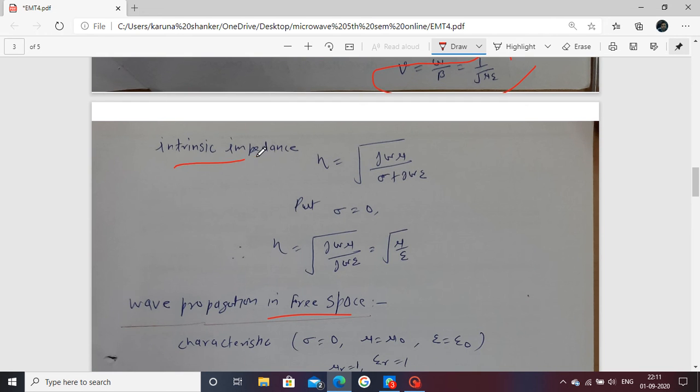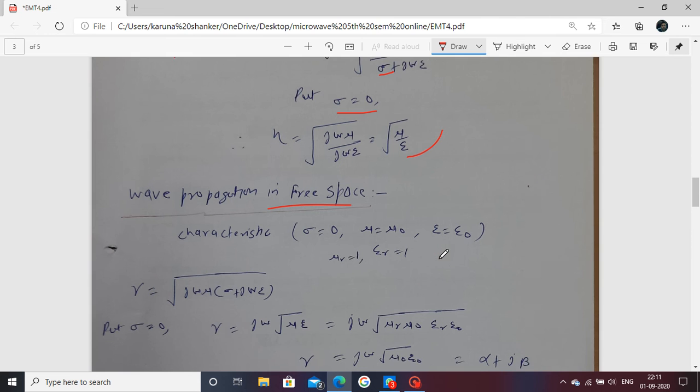Now, this intrinsic impedance relation we have already seen. Now put the value sigma equal to 0 and arrange this relation to get the intrinsic impedance.